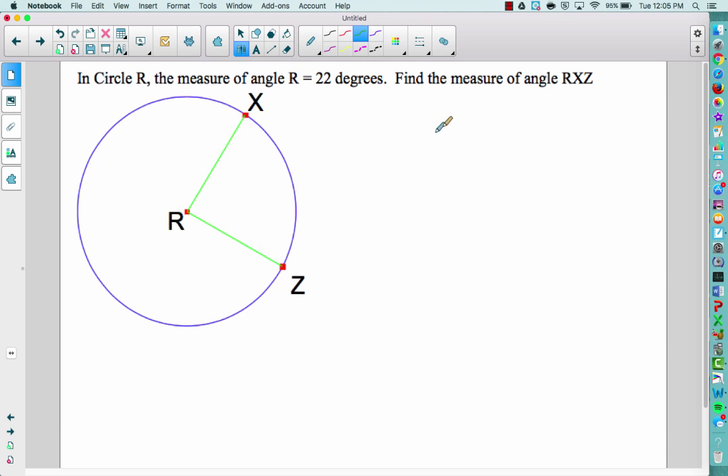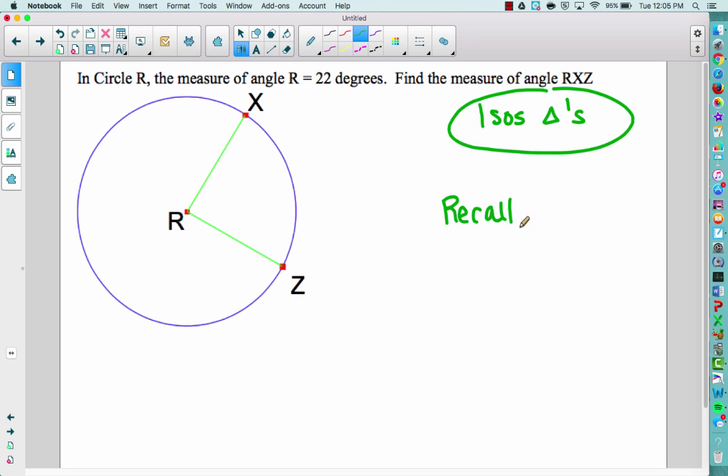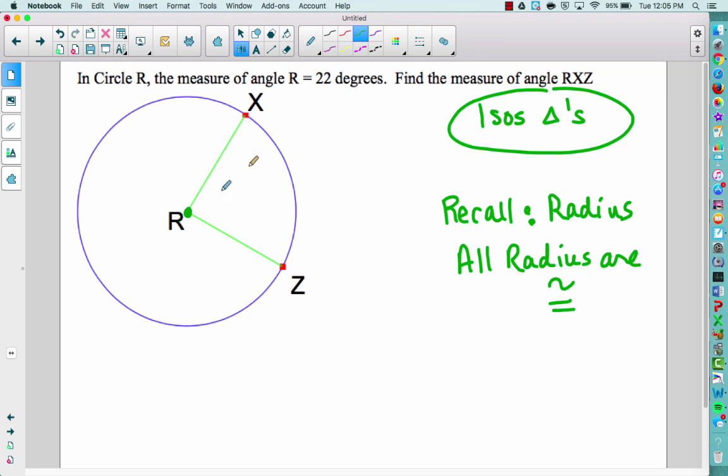We can make this a little bit harder because you have to notice that isosceles triangles come up in very different places. So in this I gave you a circle, and I want you to recall that the segment that goes from the center of a circle to the circle is called a radius. And we can recall this again: all radii are congruent. So as soon as I see a circle R, I know that's the center. I'm going to go ahead and mark those two sides congruent. Then it says the measure of angle R equals 22 degrees.